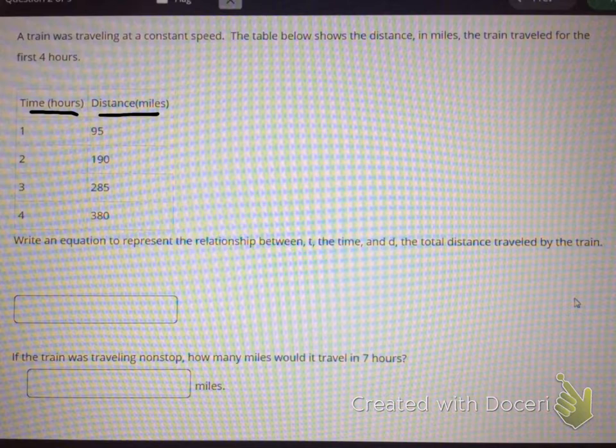The first part of the question says write an equation to represent the relationship between t, the time, and d, the total distance traveled by the train. So our first column will be the variable t, and the second column will be the variable d. We can see that going from column t to column d is an increase in numbers. Numbers can be increased by either adding or multiplying.